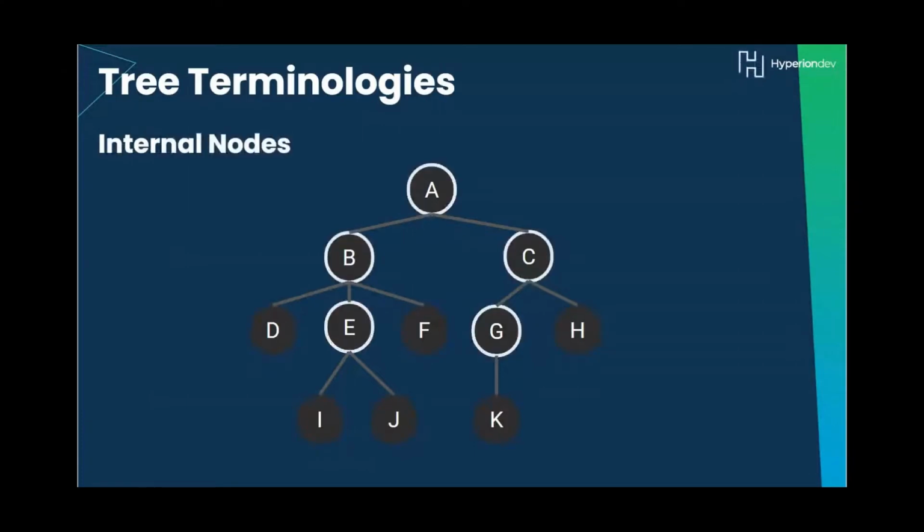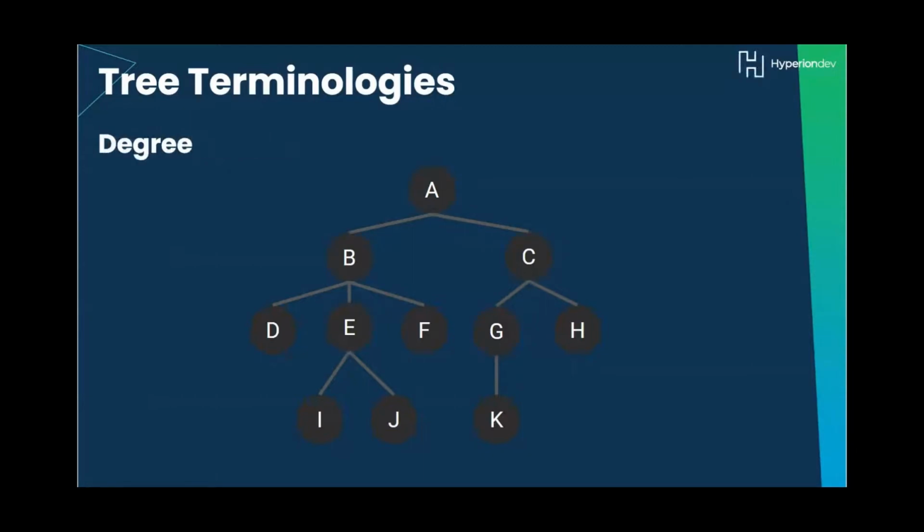Next, there's internal nodes. The nodes which have at least one child are also called internal nodes. In a tree data structure, nodes other than leaves would then be considered internal nodes.